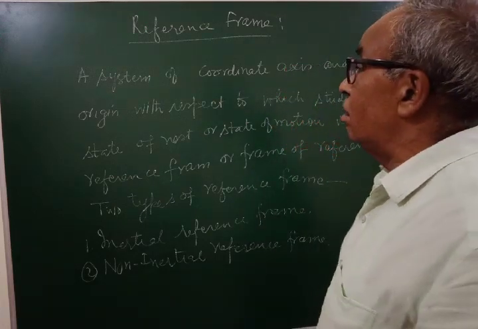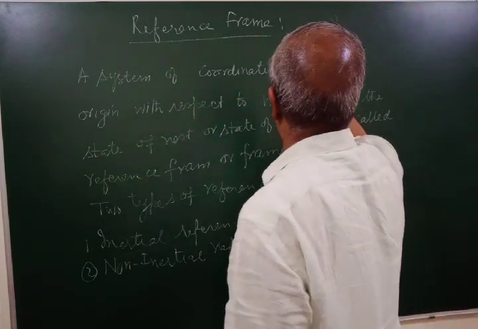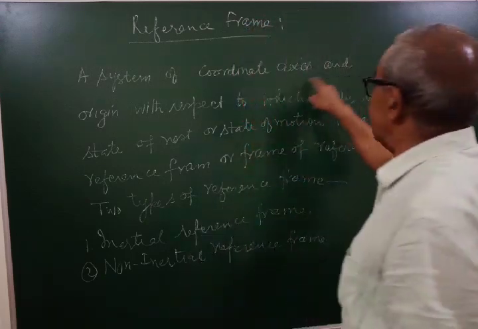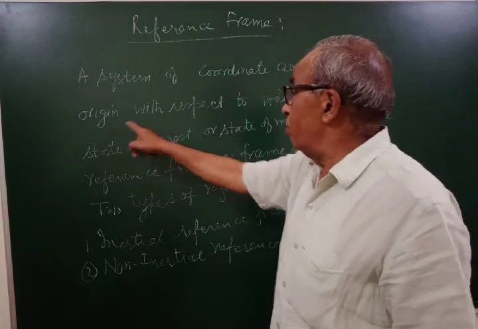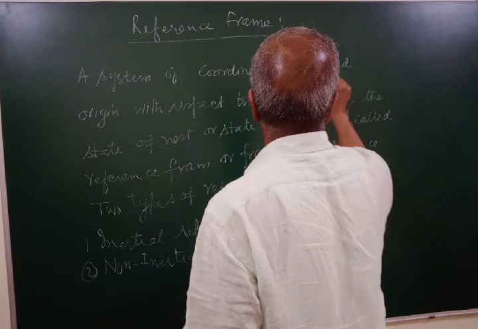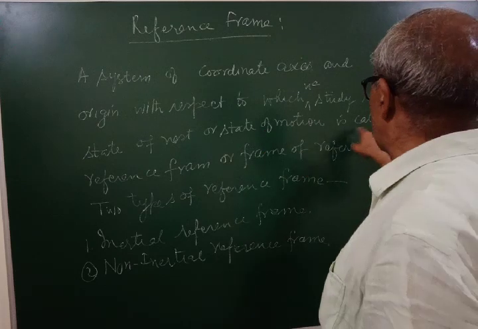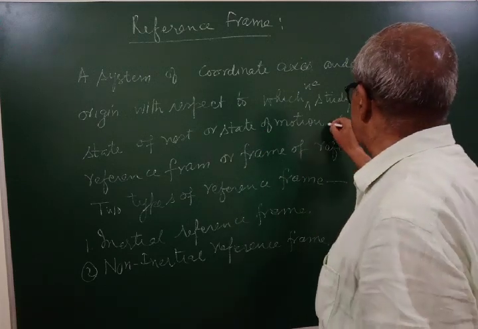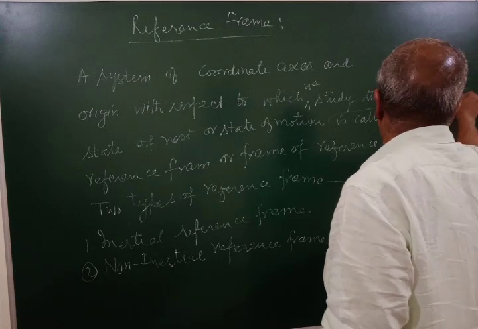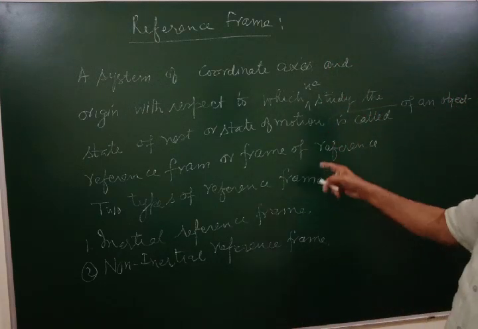So in general, a system of coordinate axes, axes, plural of axis, a system of coordinate axes and origin with respect to which we study the state of rest or state of motion of an object is called reference frame or frame of reference.